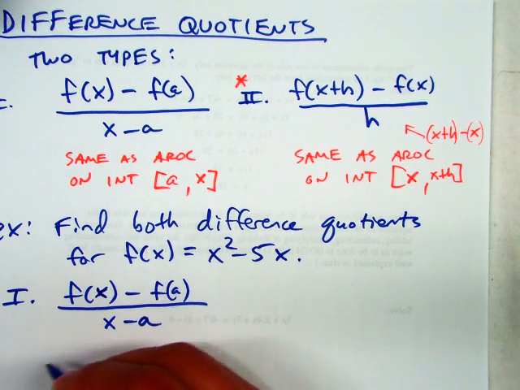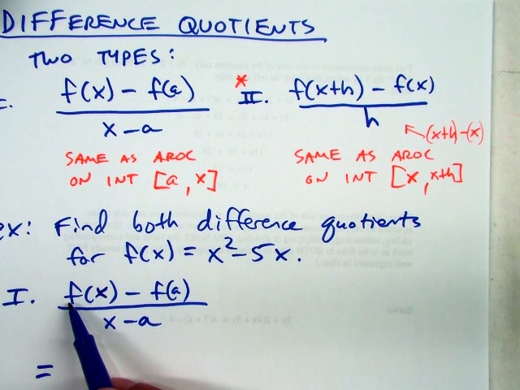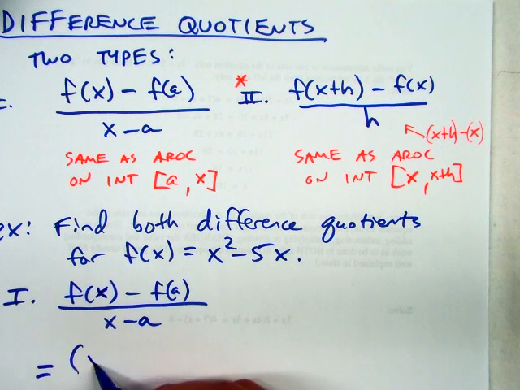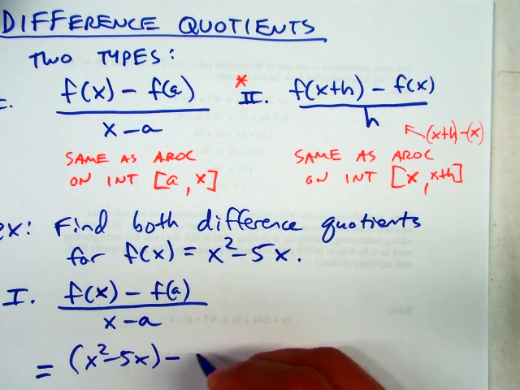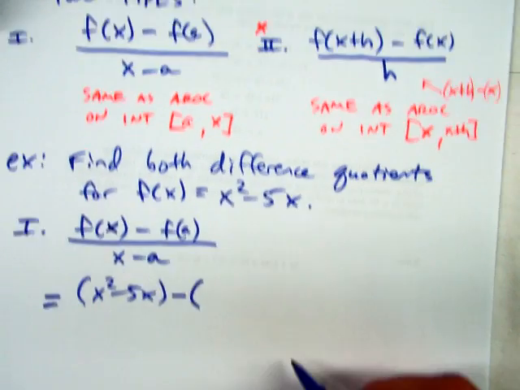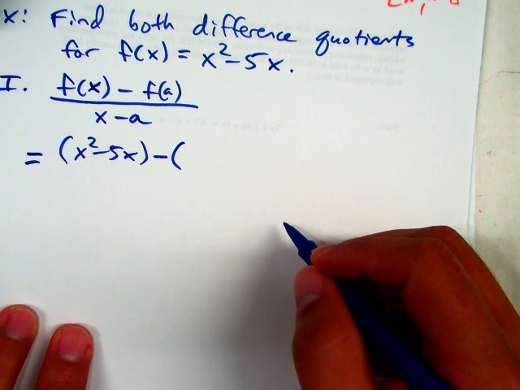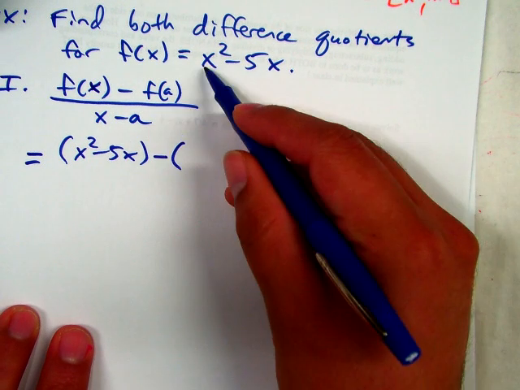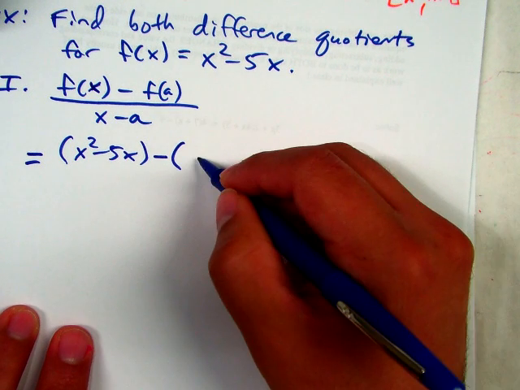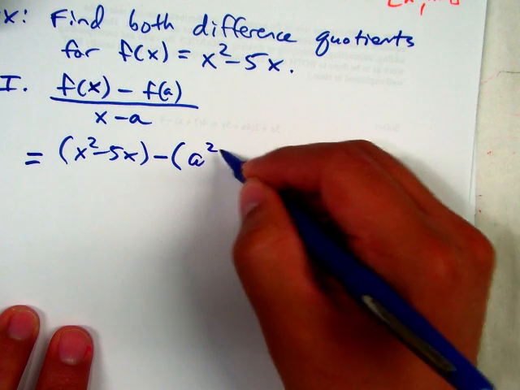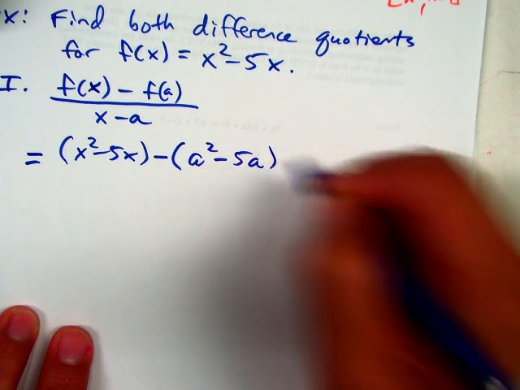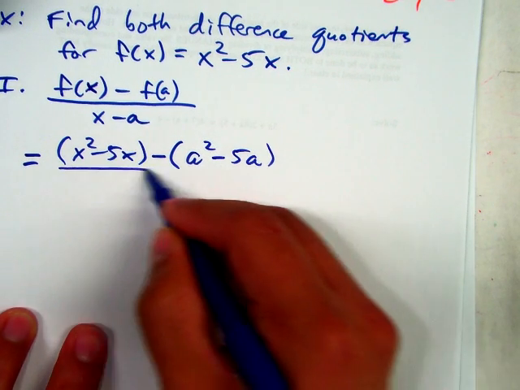All right, so let's plug in everything. What's f of x? It's just x squared minus 5x. Nothing new there. Minus f of a. What's f of a going to be? Plug in a into the x's. What do you get? a squared minus 5a. Very good. All over x minus a.